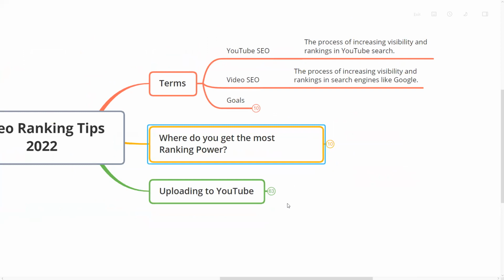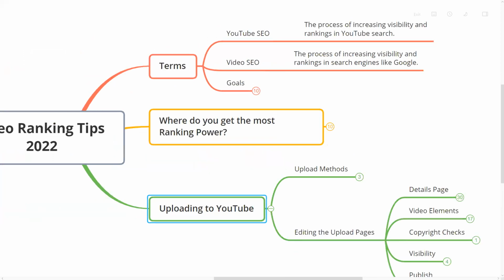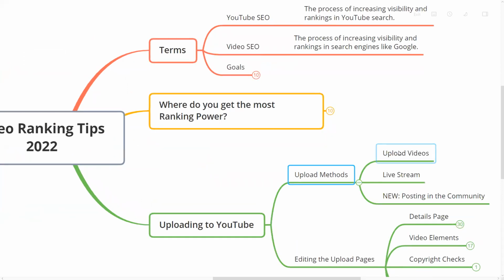So let's talk about uploading. There are two different methods, the upload method and the live stream method. But now they have a community, which is kind of interesting. I've started doing some testing on this, and it's almost in competition with Facebook. It will never take over Facebook, but it allows you to write a post, put images in there, put your own links in there, and put videos attached to it. So it's a community board, like a forum board inside of there. I'll show you that in a second.